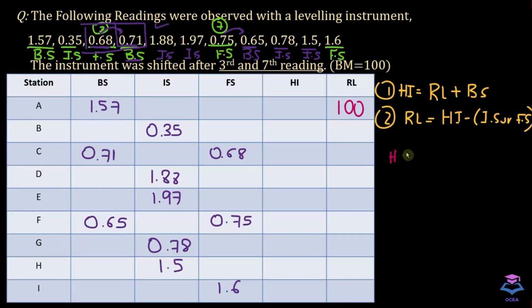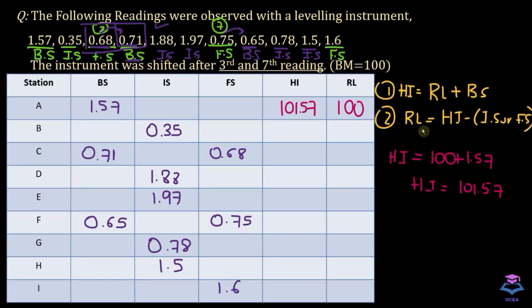The height of instrument is equal to reduced level plus BS, and reduced level is equal to 100 plus 1.57. And height of instrument is coming out to be equal to 101.57. So let's write 101.57 here.